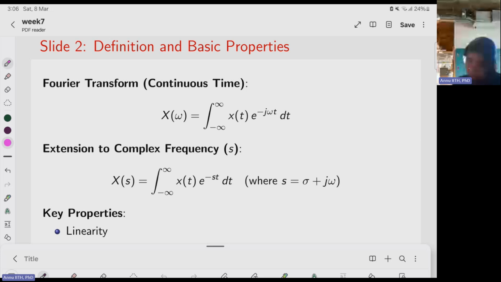The Fourier transform of the continuous time signal, as we know, and we were discussing in the last 2-3 classes, is the integral from minus infinity to infinity of x(t) e^(-jωt) dt.